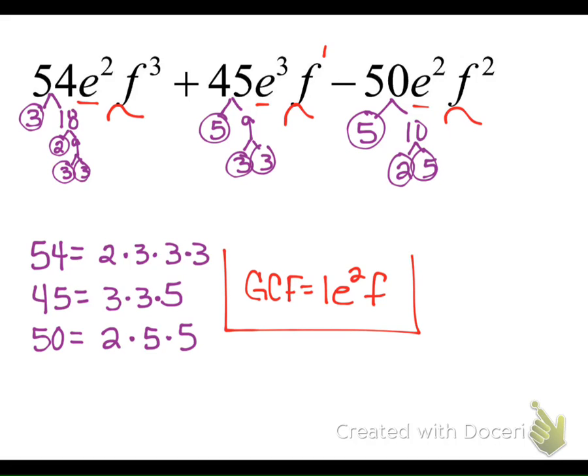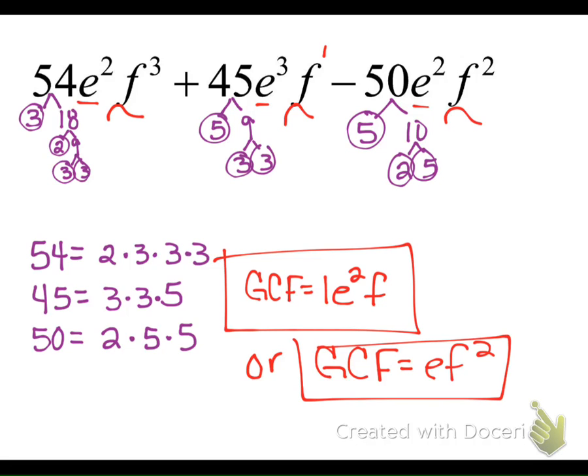So I could write my answer just like this, or, what's another way I could write this answer? In simplest form. I could just write it as this. I could leave that 1 off and just write it as EF squared.